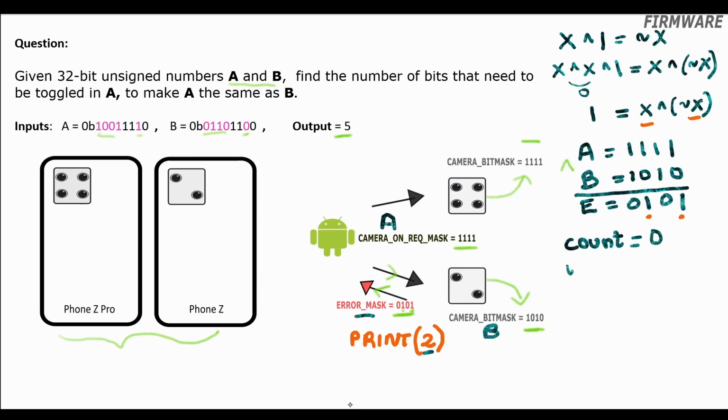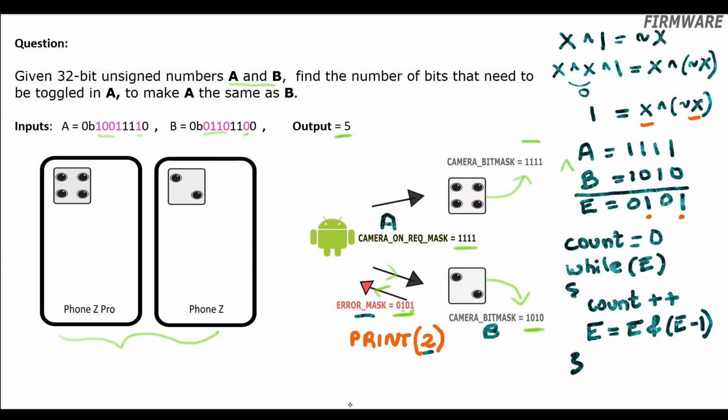From our previous episode, we already learned the optimized method to count set bits in a number. Please refer to that episode, the link is given in the description below. Alright, to count set bits in E, we do count equal to 0 and then while E, count plus plus, E equal to E and E minus 1. Finally, the count variable will give our required result, the number of bits in A that are different from those in B at the same positions.